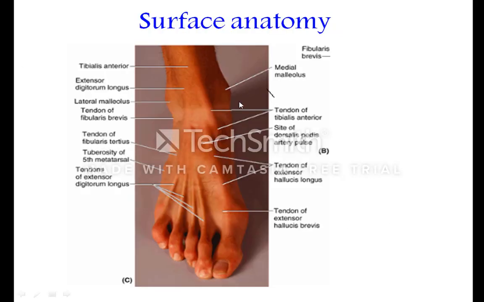So this is the surface anatomy of the foot. As you can see here, this is the medial malleolus and this is the lateral malleolus. Here this is the big toe, the fifth toe, and these are the extensor tendons: the extensor digitorum longus tendon and the extensor hallucis longus tendon. And here we can see the tendon of the tibialis anterior muscle. Here is the site of the dorsalis pedis pulsation when we palpate for the peripheral pulses.